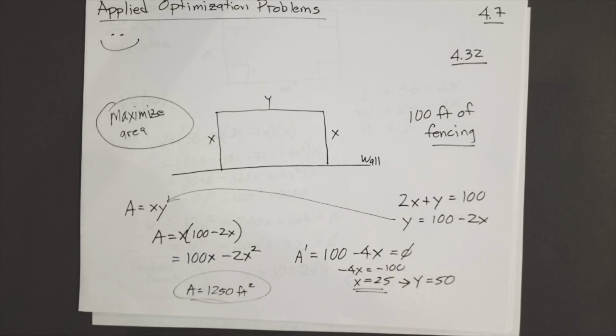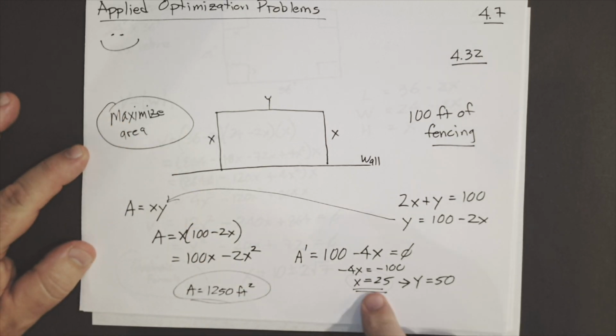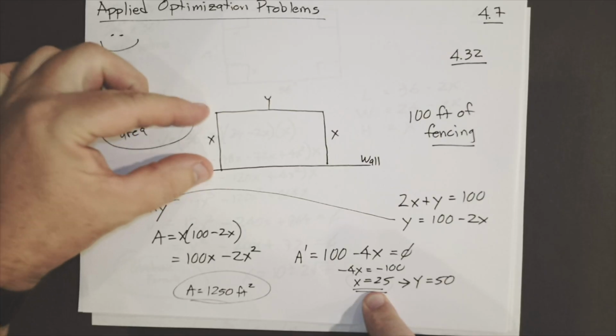From this point, you need to be very careful about what the problem is actually asking you, because it might ask you, what are the dimensions? It might ask you, what is the actual area? So you may need to take this value and do some more things with it. So for example, this is simply the width. We just solved for the width.